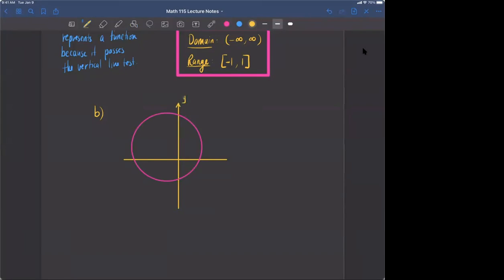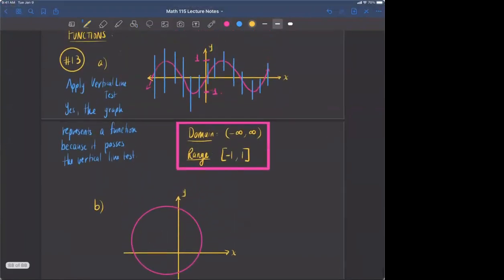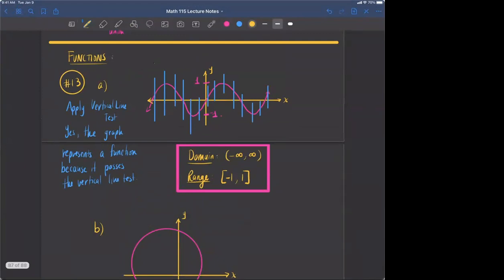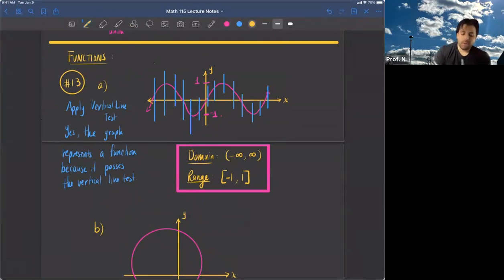Hey, Professor, I have a question. Yes. For the range, why did you put -1 and 1 in the bracket and the domain is in parentheses? Very good question. So, okay, so let's look at the domain first.